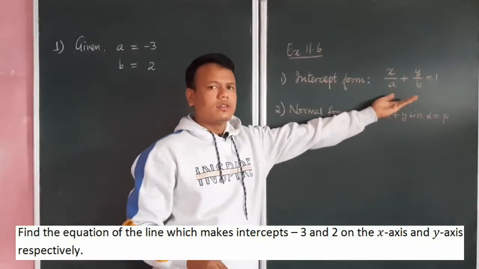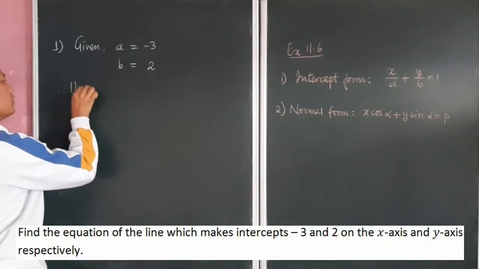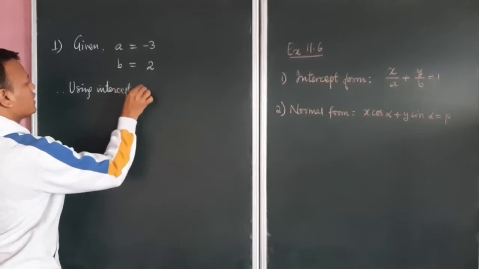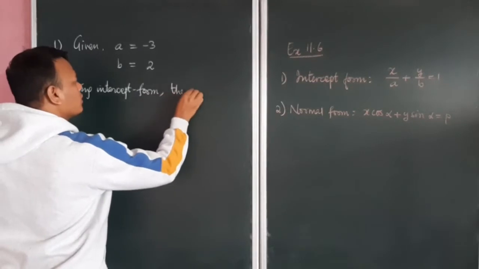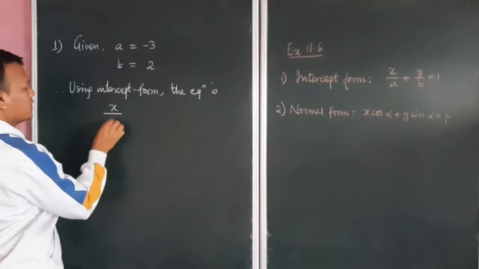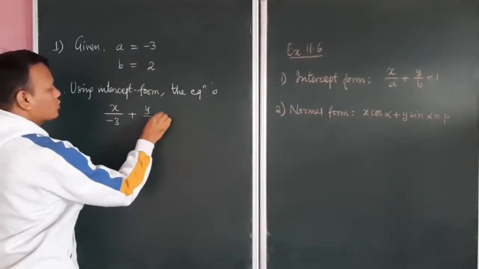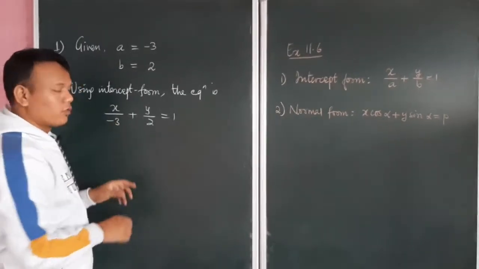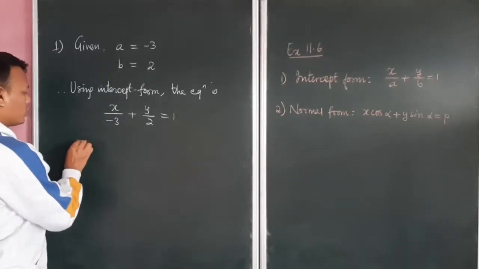Simple, it is just the intercept form, just make use of this equation. So using intercept form, the equation is x by A, and what is A? A is minus 3, plus y by B, and what is B? B is 2, equals 1. Okay, so you cannot leave your answer like this, it won't look good. So you have to reduce this to a normal form. So how to reduce? Let us see.